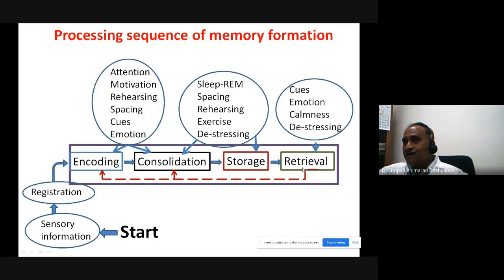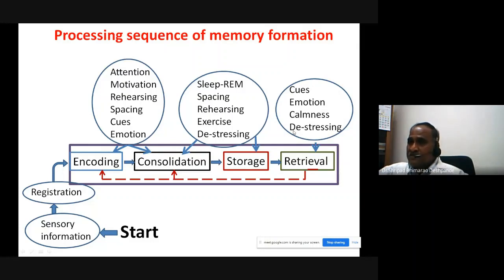Then about the retrieval. Retrieval depends upon, as I have already mentioned, the cues with which you have stored the memory and the emotion associated with the memory. And this would be wonderful if you are calm, if you are not stressed, if you are not anxious.